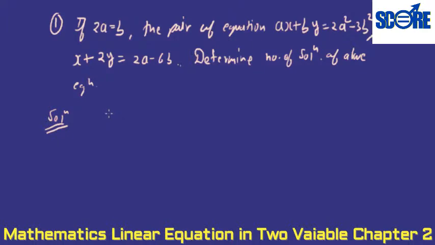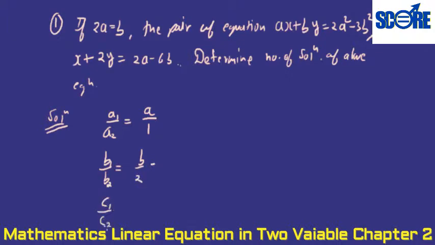So first of all, we have to find a1 upon a2. a1 and a2 are the coefficients of x. a1 is the coefficient of x in equation number 1 and a2 is the coefficient of x in equation number 2. Equation 1 is ax plus by equals 2a square minus 3b square, so the coefficient of x is a, and in equation 2 it is 1. So a by 1. Now we find b1 upon b2. b1 and b2 are the coefficients of y. The coefficient of y is b, and here it is 2. That is b by 2.